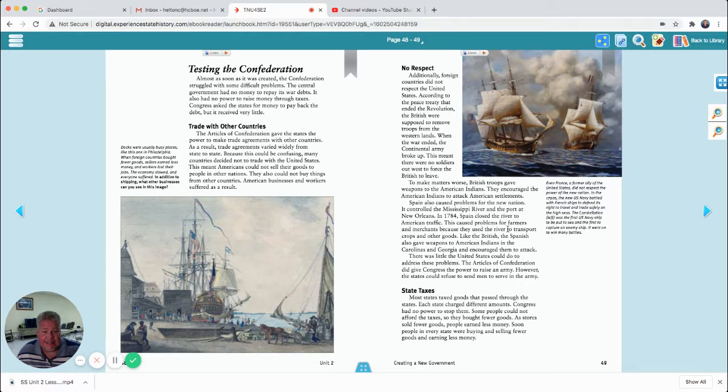What about state taxes? Most states tax goods that pass through their states. Each state charged different amounts. Congress had no power to stop them. Some people could not afford the taxes, so they bought fewer goods. As stores sold fewer goods, people earned less money. Soon people in every state were buying and selling fewer goods and earning less money. That's the economy. That's how much people are buying and how much people are selling.